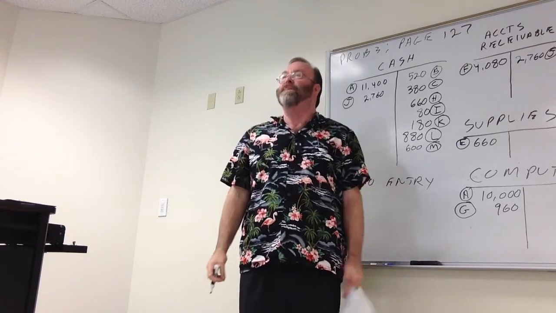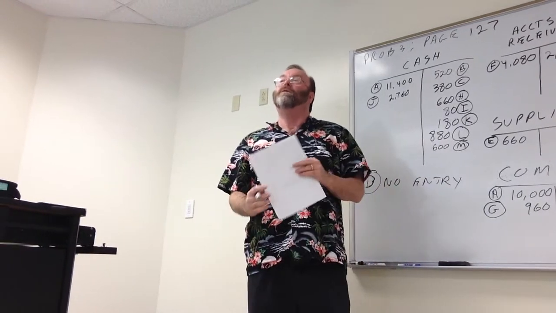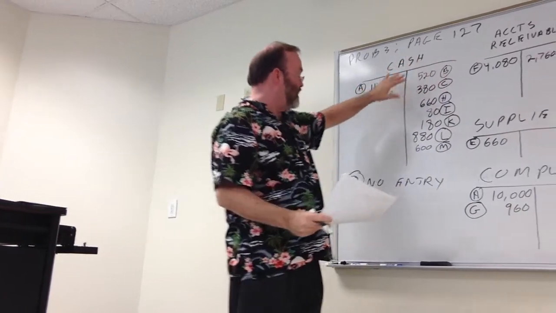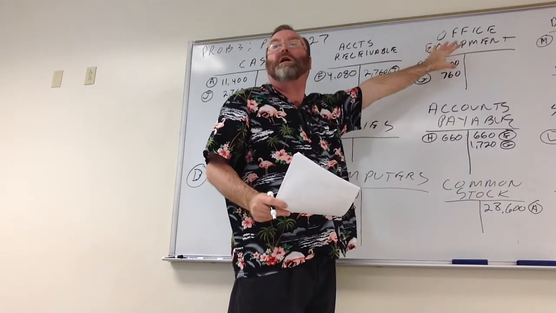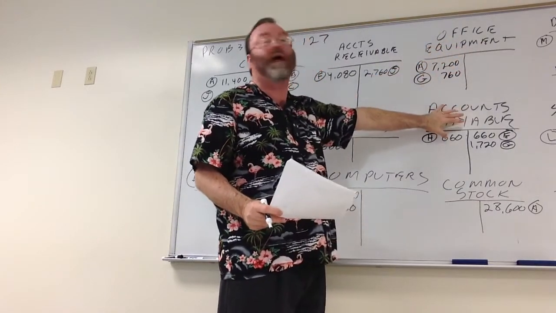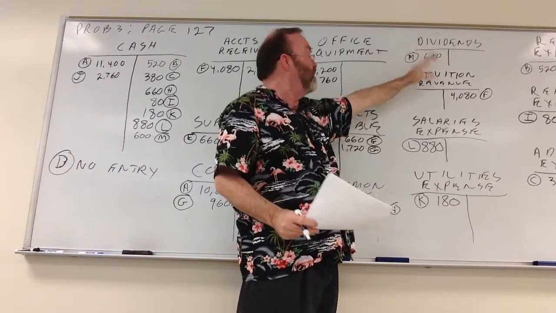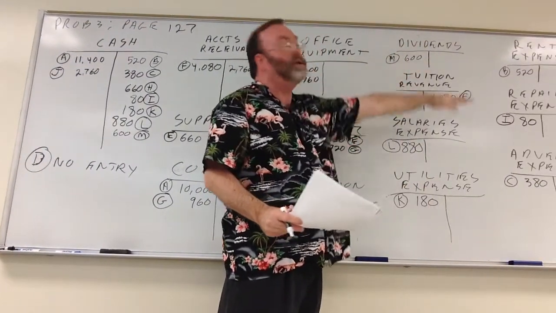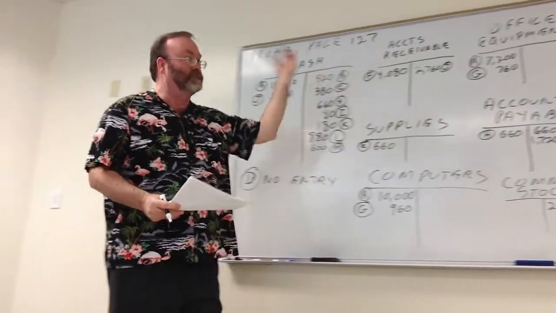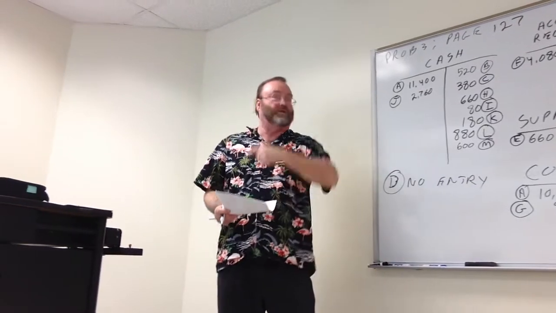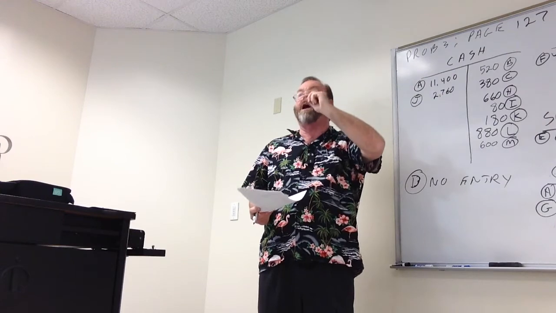So why not put computers and office equipment under expense or under asset? They are assets. All of the cash, accounts receivable, supplies, computer, and office equipment are assets. Accounts payable is a liability. Common stock and dividends are stockholders' equity. And then these are income statement accounts that flow into retained earnings. Yes, this is how we got there. Exactly. Because in chapter 1, we were doing financial statements based upon a trial balance.